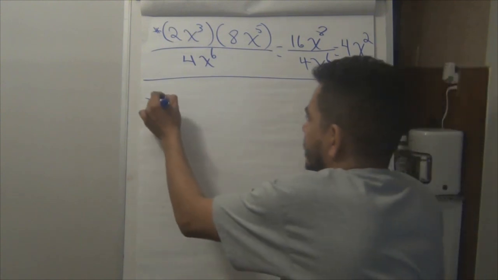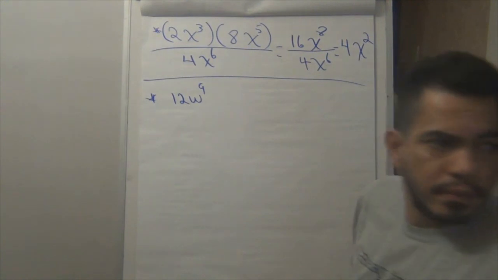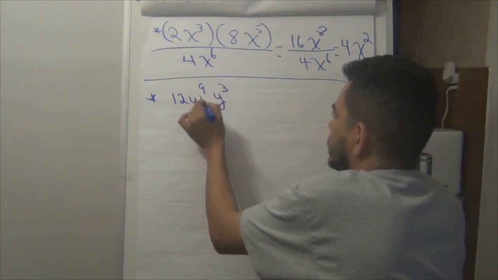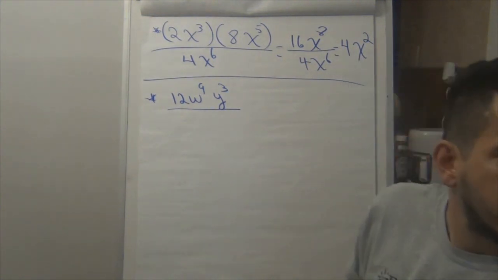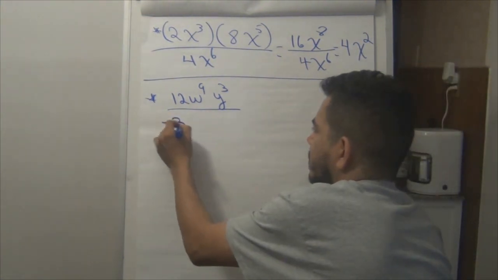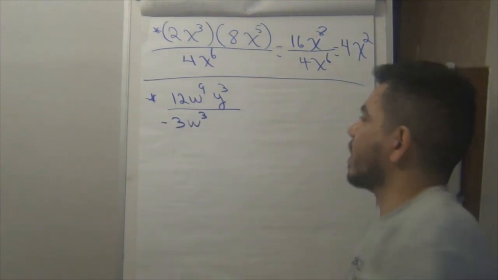12w to the 9 y to the 3rd, divided by negative 3w to the 3rd and y to the 3rd.